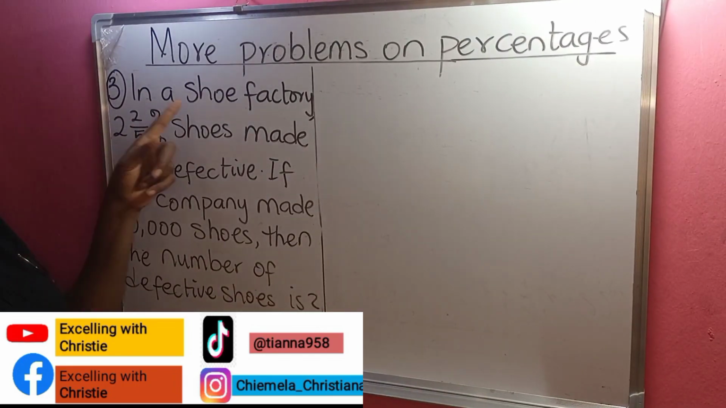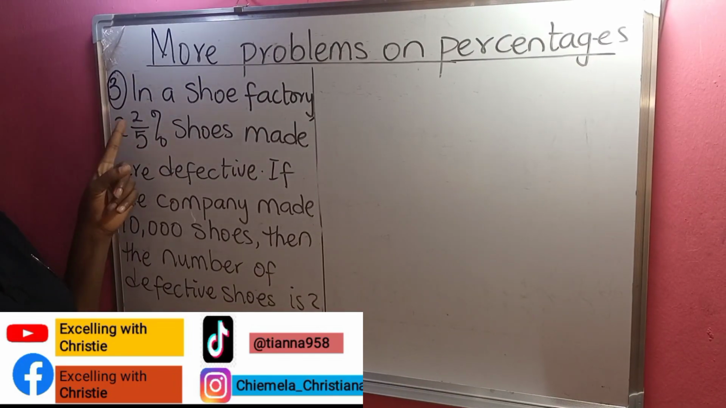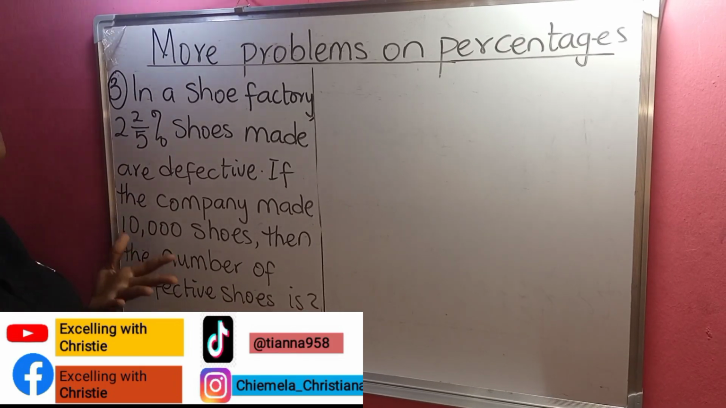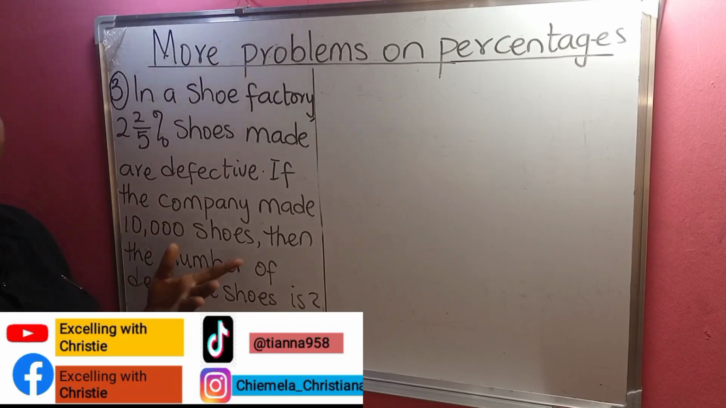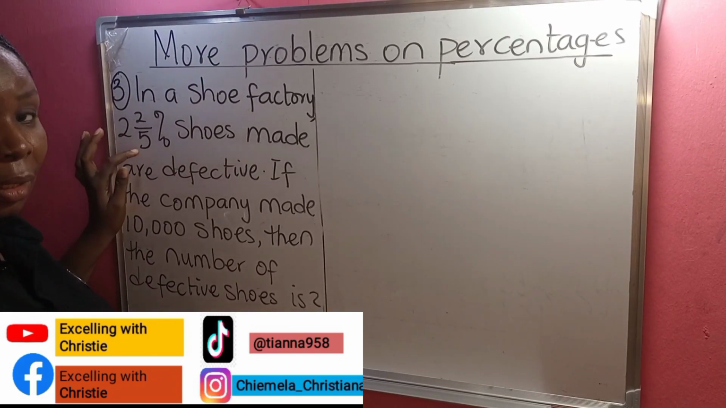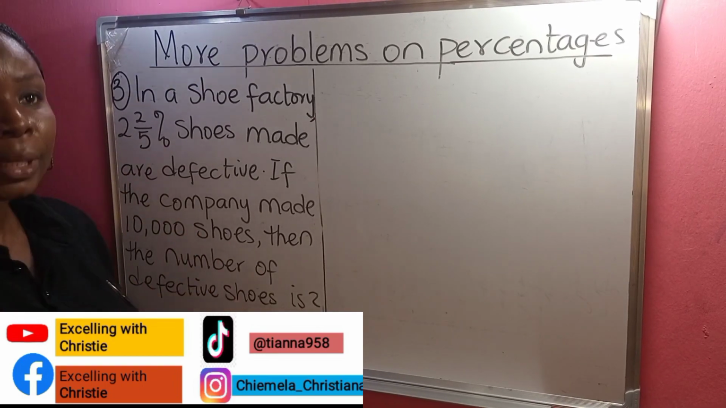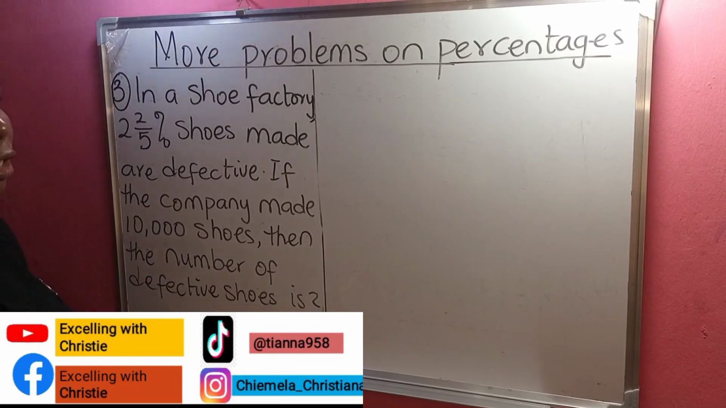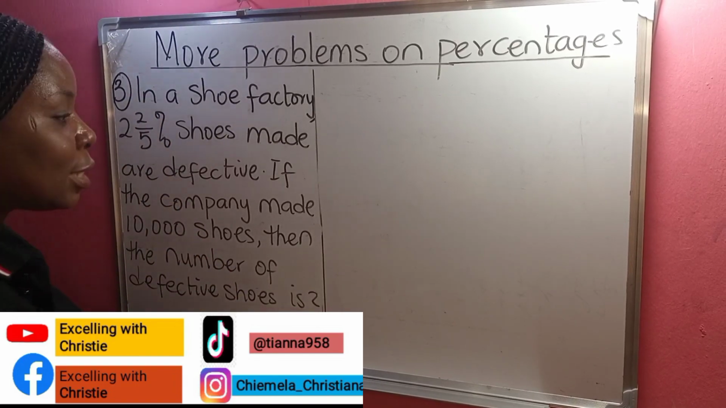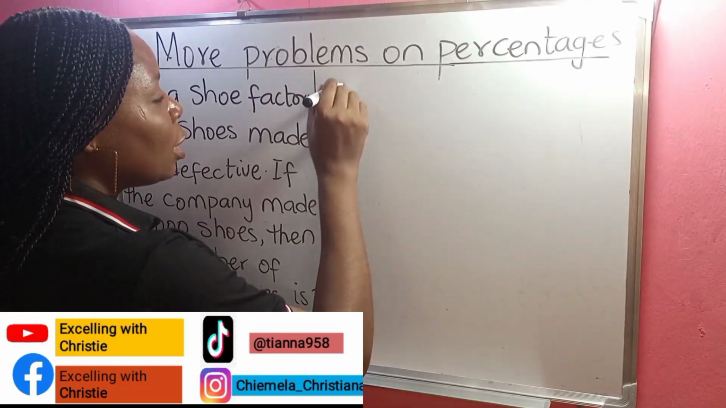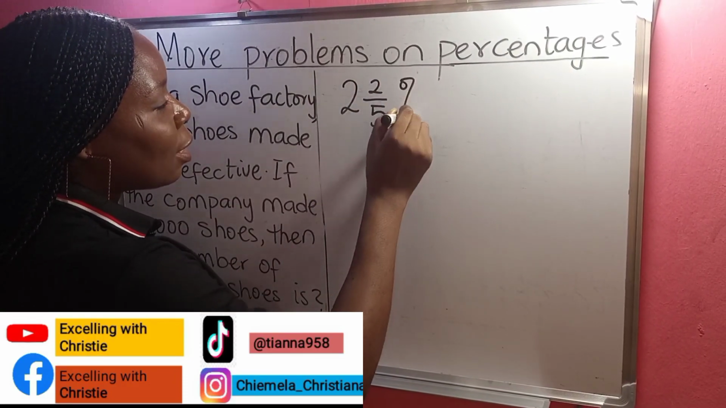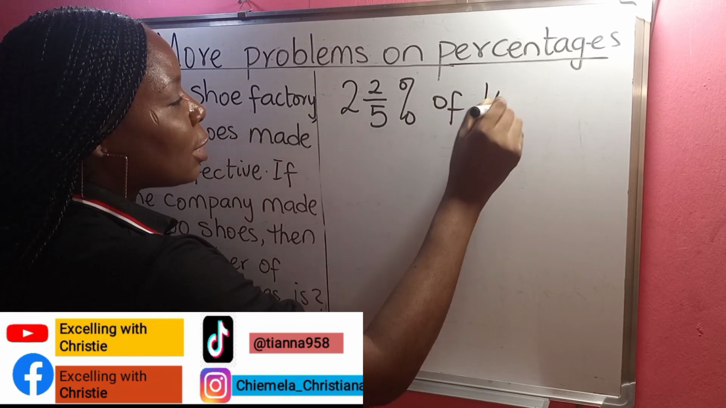Now, in a shoe factory, 2 whole number 2 over 5% of shoes made were bad. If the factory made 10,000 shoes, how many is this number in real number? That is what the question is asking. Okay, let's go. This simply means the information I can bring out here to solve this problem is we have to find 2 whole number 2 over 5% of 10,000.